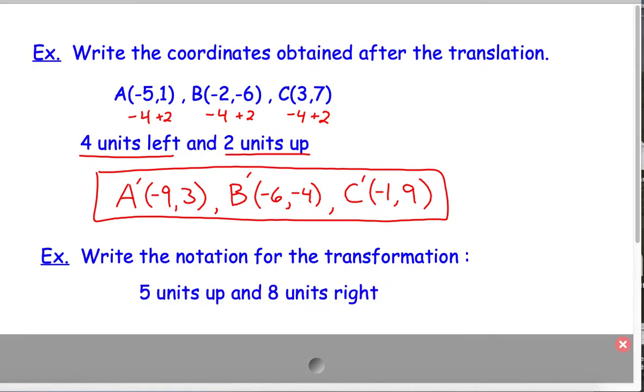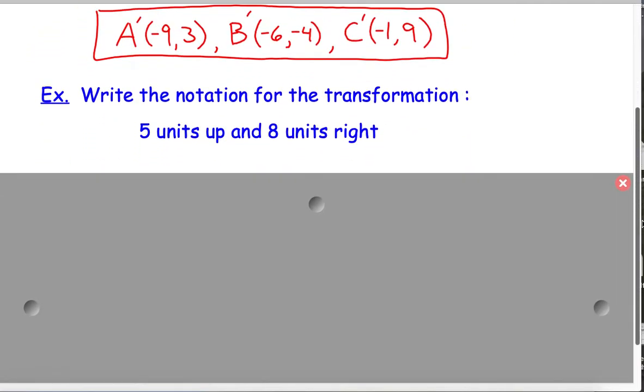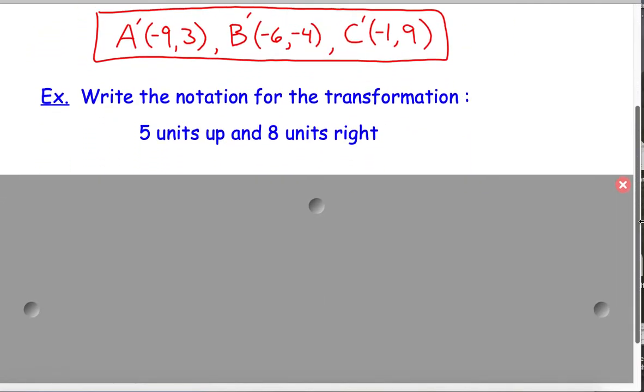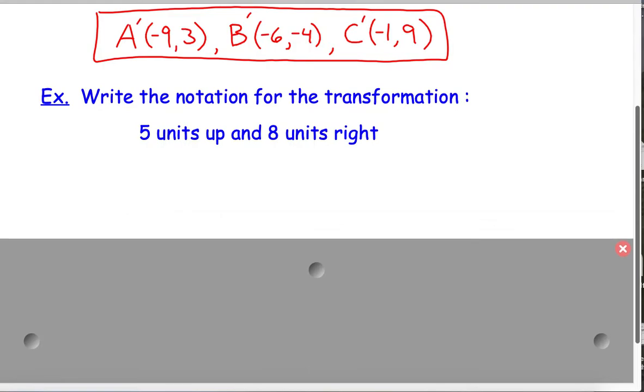All right, write the notation for the following transformation. We want to take every point from a picture and we want to move it 5 units up and 8 units to the right. All right, so remember the notation. We always start off the same way. X comma Y and an arrow. That means we're going to take every point, X comma Y, and we're going to move it with this rule. And the rule is going to be what? Now, this one's a little tricky because they don't give it to you in order.